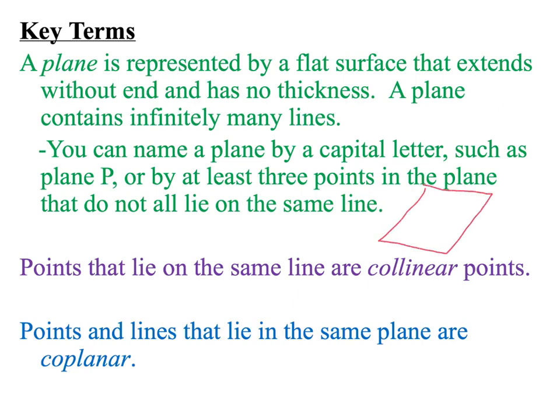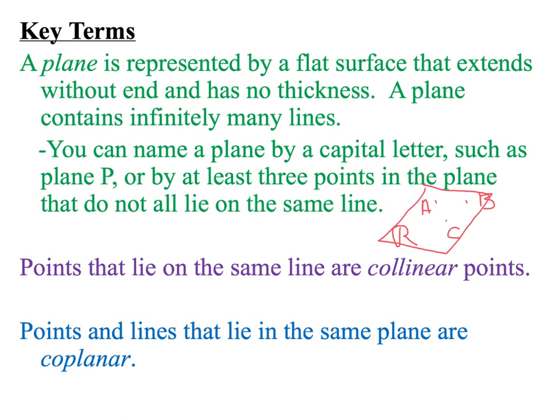And there are 2 ways that we can represent a plane. One would be 3 non-collinear points. What non-collinear means is 3 points that are not on the same line. So I could say this is plane A, B, C, or the other way that you could represent a plane would be a cursive capital letter. So I could say this could be plane R because it's cursive and it's a capital letter.